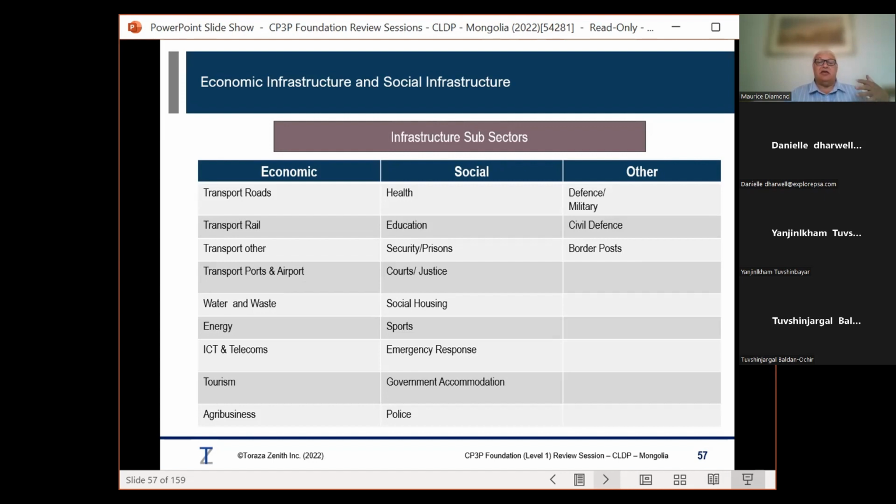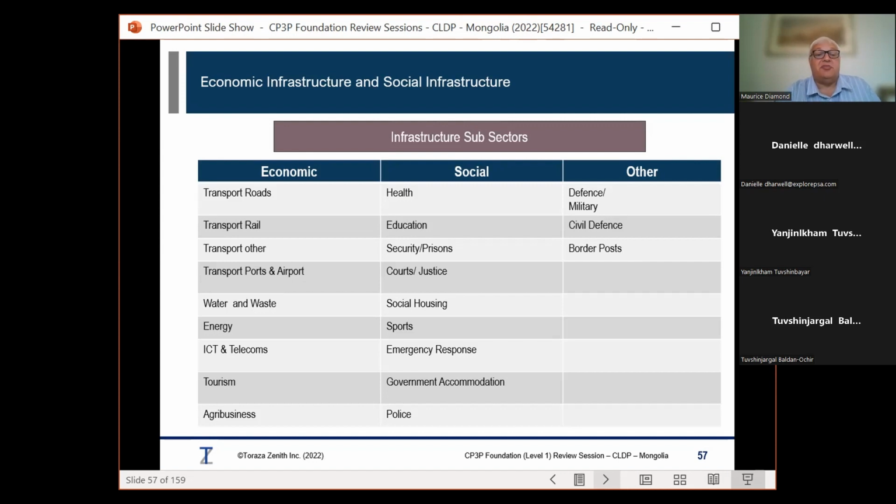things like police and so on, but also anything that's to do with social service. Health issues tend to be on the social side rather than on the economic side. There may be breakouts from that, things like defense or civil defense, border posts, that kind of stuff. And we also have just accommodation. So you'll see that later on we might talk about government accommodation.